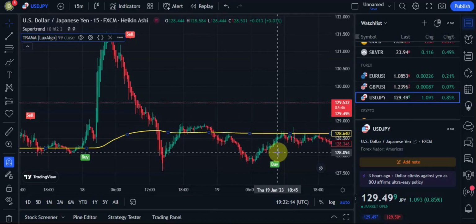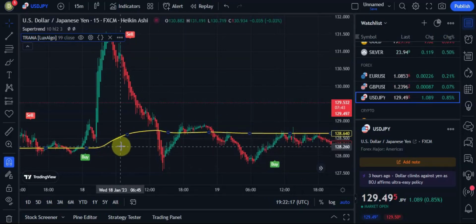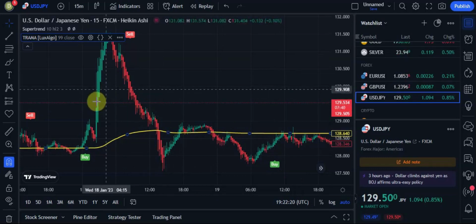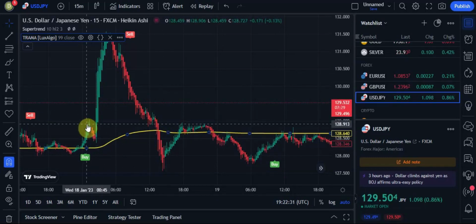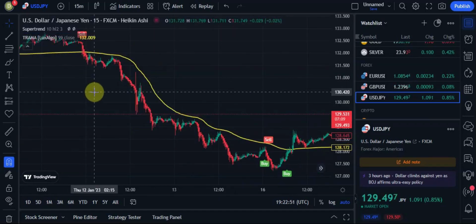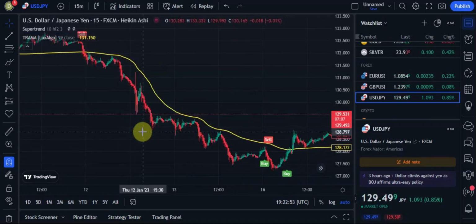So the rules are pretty simple to use these indicators. With our TRAMA line, whenever you see the market is above the TRAMA line here, then we know that we're in an uptrend, and that's where we can take our buy positions. And if you see the market going below the line, then that indicates a downtrend, so we'll enter into sell positions at that time. Alright, so let's go ahead and take a look at our chart now.